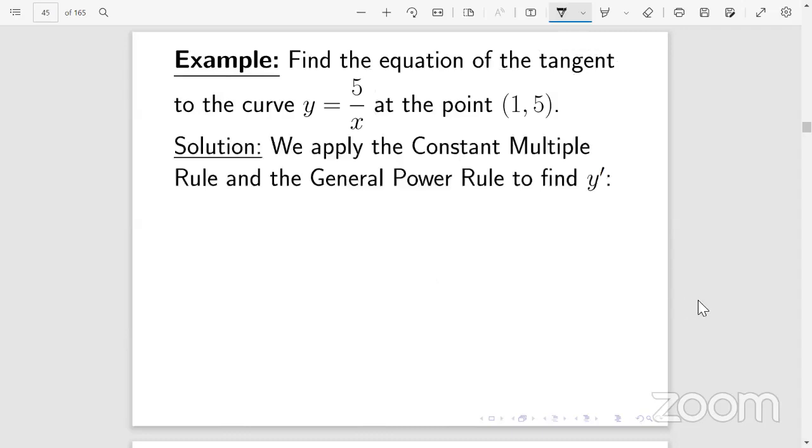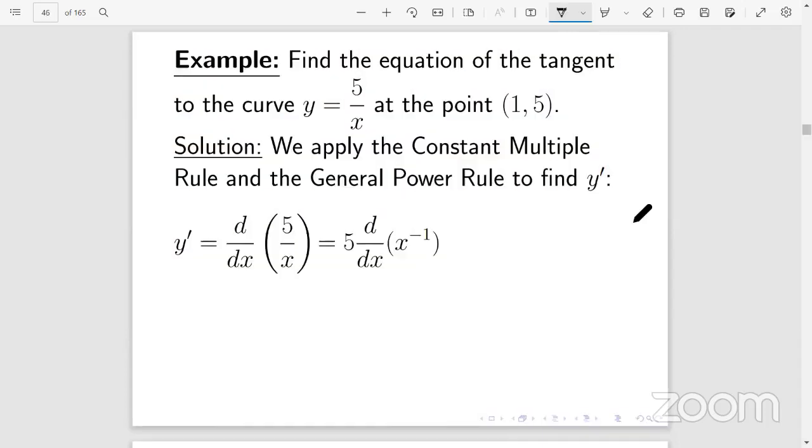So now, from this function, we're going to use the constant multiple rule, factorizing out the coefficient, then use the general power rule so that we can find y prime, because we need to find the gradient first, then we'll find the equation later. So differentiating 5 over x, we can factor out the 5. We differentiate with d dx, we're differentiating 1 over x.